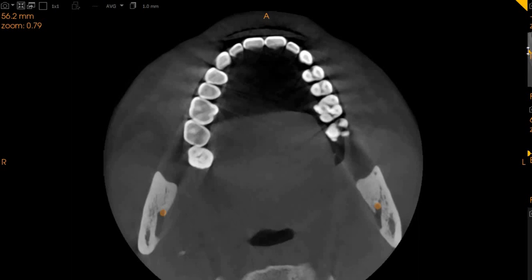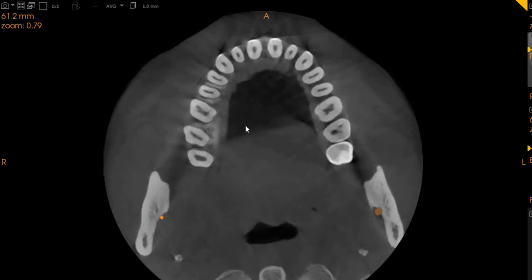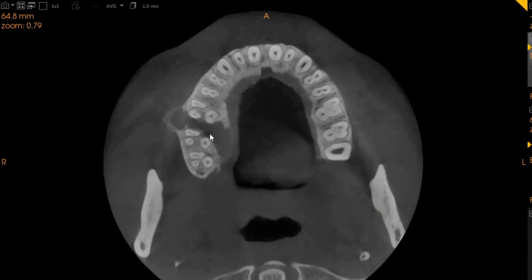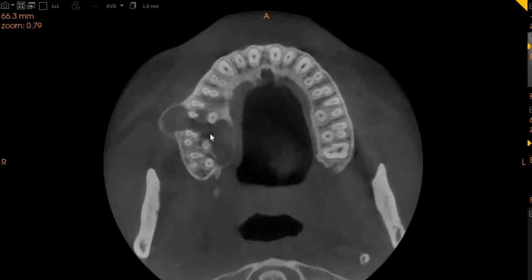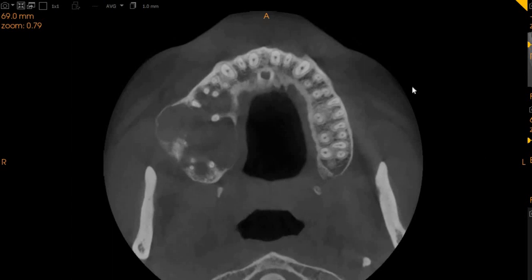On the axial view, you will be very clearly able to see these are the maxillary teeth. As you're moving towards the apex, you will be able to appreciate that on the right hand side there is an expansion, and here it starts. So this is where the radiolucency starts. It's involving the maxillary sinus. The sinus has not appeared involved on the left hand side yet, but as you can see, there is an expansion of the cortical plate quite significantly.